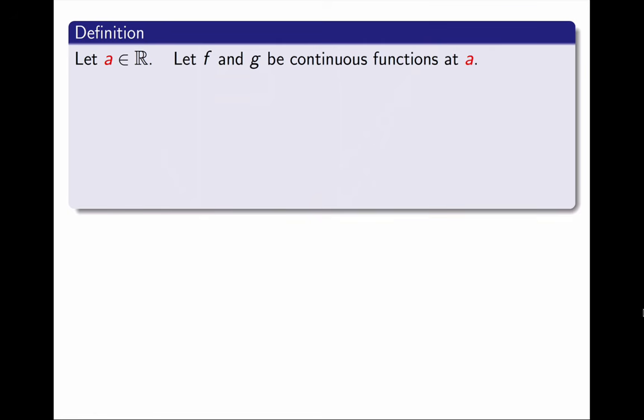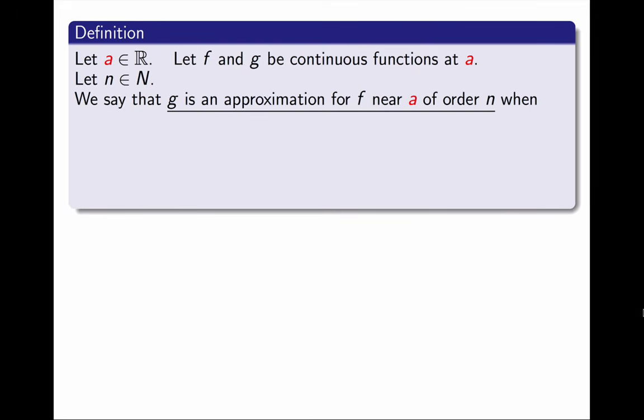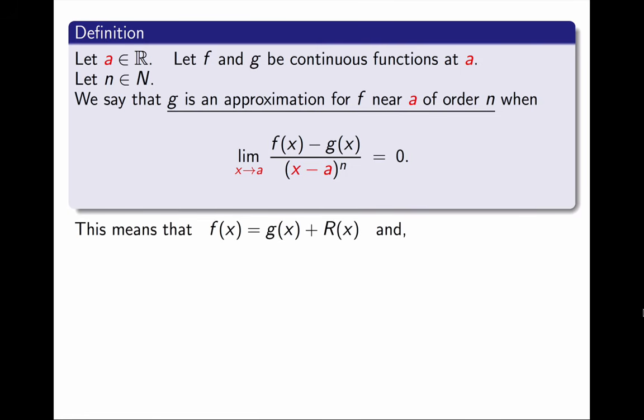This time I begin with functions f and g, which are continuous at a, and I say that g is an approximation for f near a of order n, when the limit, as x approaches a, of the difference over (x minus a) to the n is 0. That is all, and the interpretation is the same as before. This means I can write f as g plus a remainder, and as x approaches a, the remainder approaches 0 faster than (x minus a) to the n.